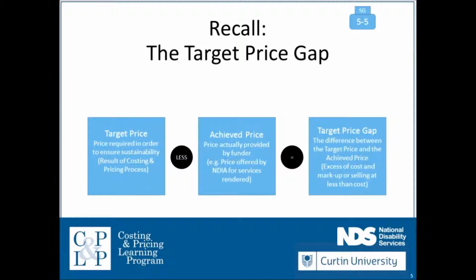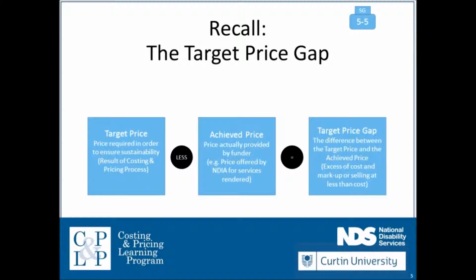As you know from the previous webinar where we looked at the NDIS, it was certainly the catalyst for the development of the Costing and Pricing Learning Program, but it is actually financial sustainability in the broader sense that is the central focus of the program and the central focus of ABC costing. Therefore, the target price gap is fundamentally the essence of ensuring financial sustainability going forward in any sort of person-centred, individualised funding environment, of which the NDIS, of course, is a substantial element.